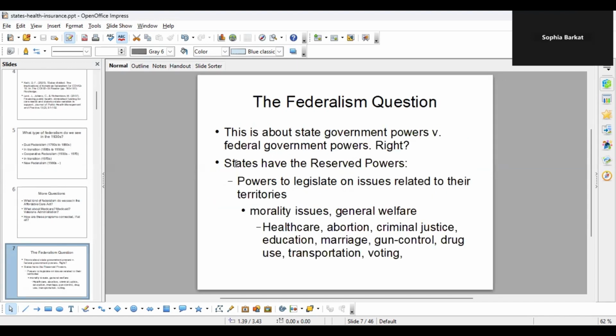Again, the federalism question is essentially about, are state government powers, the reserve powers, can state governments actually use those powers?